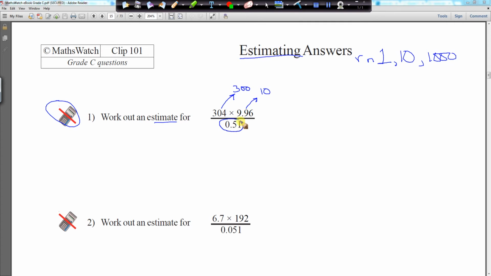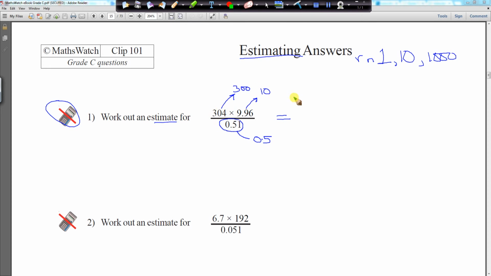0.51. Now 0.51 is very close to a half. Rounding it to the nearest whole number will give us a totally different type of answer. So I'm trying to maintain the integrity of the question. 0.51, I'm going to round it to 0.5. 0.5 is not necessarily a chunky number. We'll show you how to deal with that in a second. Let's continue.